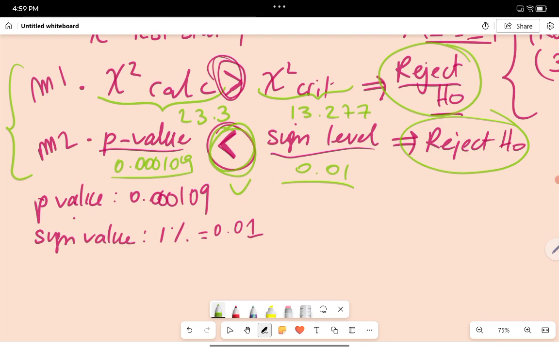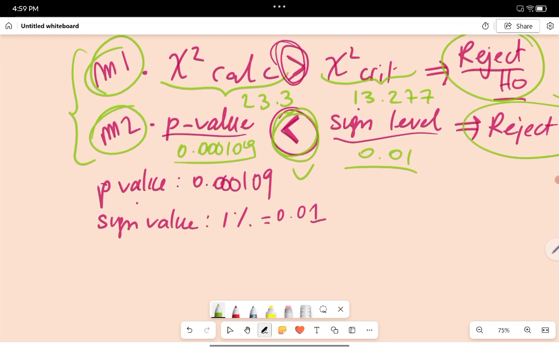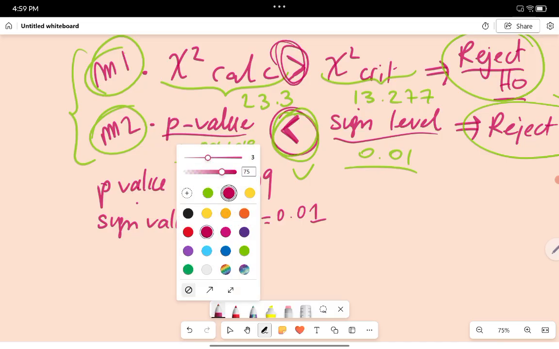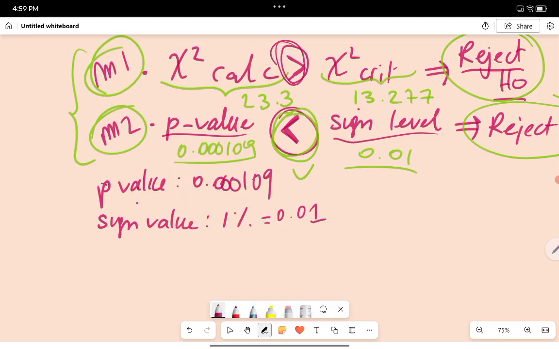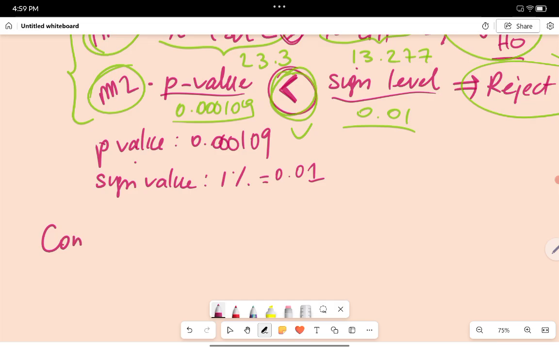You can decide which one you use, because in this case, both are given. We have the chi-squared critical value and we have the p-value. Sometimes not all the information is given, so then you have to be smart about which one to use. But now you could just pick any one of the two. And so that is the answer. We can reject. So the conclusion is reject H0.